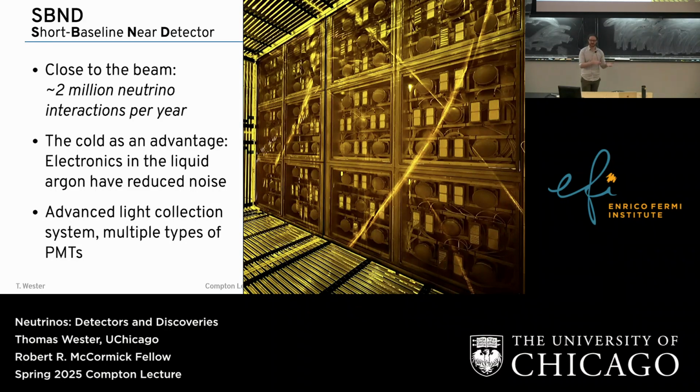And then the other interesting thing that it's doing is using this cold temperature to its advantage. So I mentioned that the liquid argon being at 87 Kelvin is kind of an annoying thing. You have to keep the temperature very low to have the liquefied argon. But actually, SBND is putting the electronics in the liquid argon itself. And what that does is keep the electronics very cold so that the noise on the electronics is at a minimum. And then it has an advanced light collection system that it's using for very precise timing information.